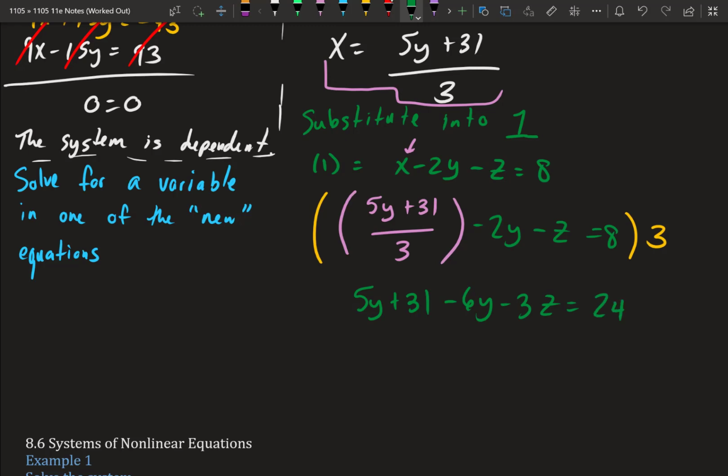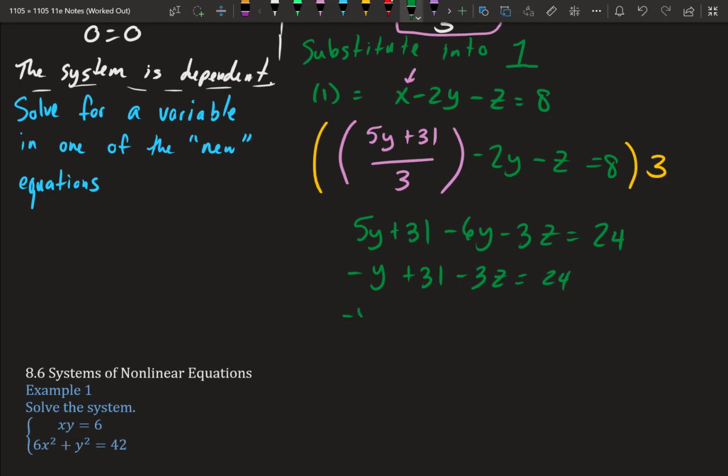We're going to combine like terms where we can. So 5y minus 6y is negative y, plus 31 minus 3z equals 24. I'm going to subtract 31. So negative y minus 3z equals 24 minus 31, which is negative 7. I'm still solving for y, so I'm going to add 3z, so negative y equals 3z minus 7, and since that's negative y, I'm just going to switch the signs.